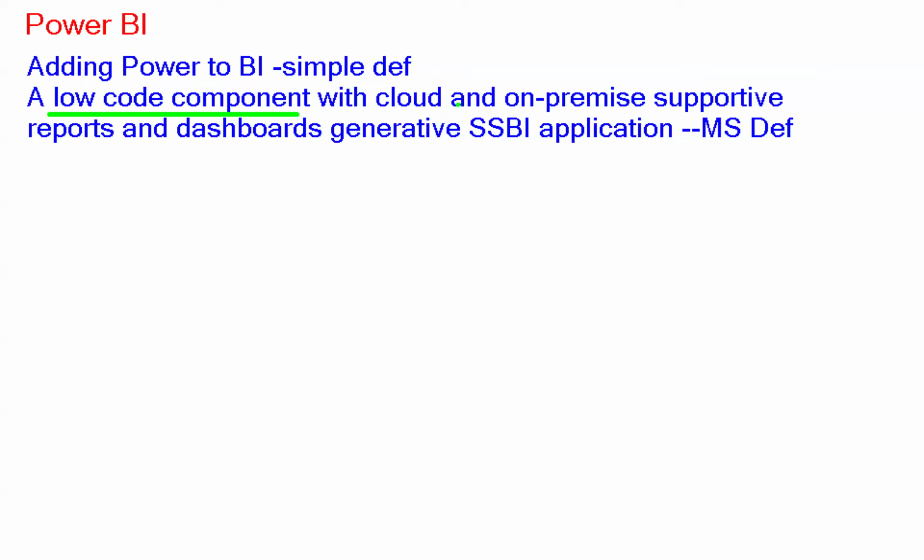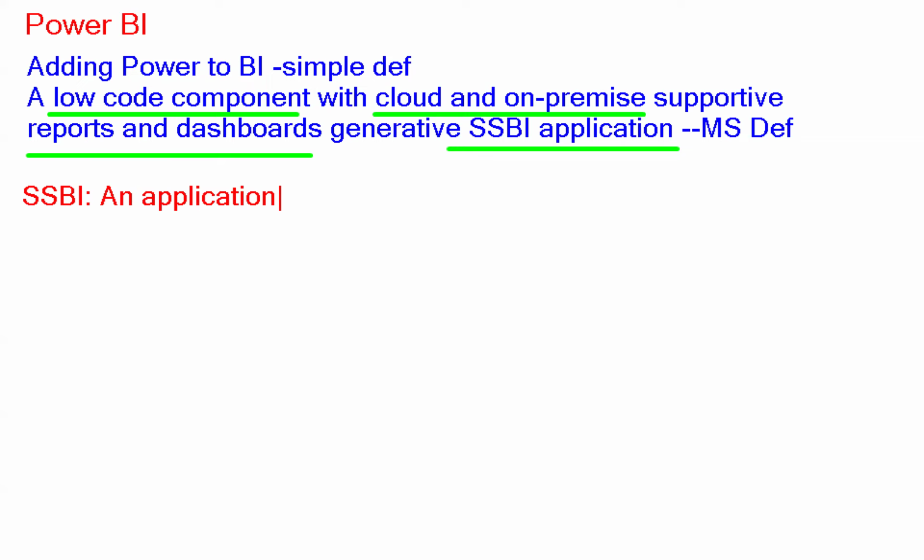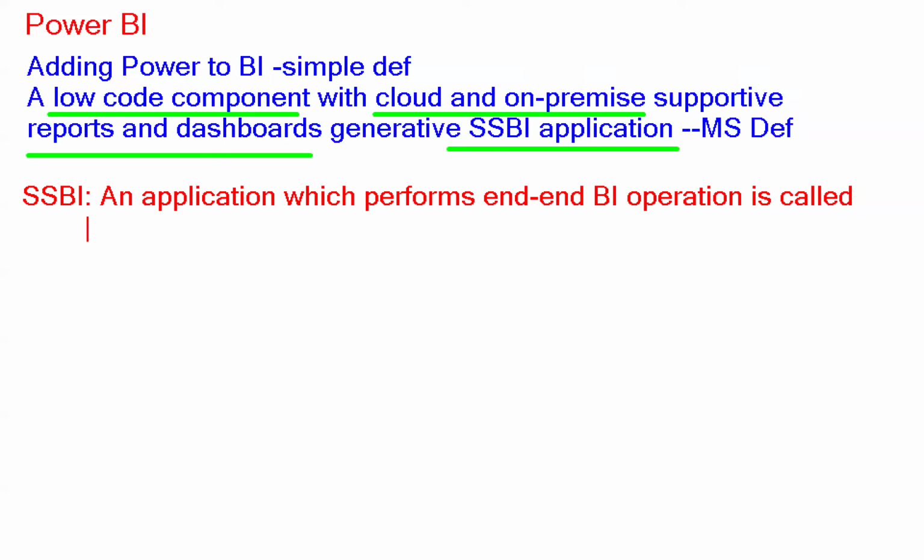So simple. And multiple words I explained last class. Low code, no need to write much code. Cloud and on-premises. Within your company, you can keep your data and perform operations. Or in other organizations also, you can keep data and perform operations. Reports and dashboards are only generated in Power BI. It is a self-service BI application. And here you need to learn a couple of important words. What is self-service BI? An application which performs end-to-end operation is called self-service BI.